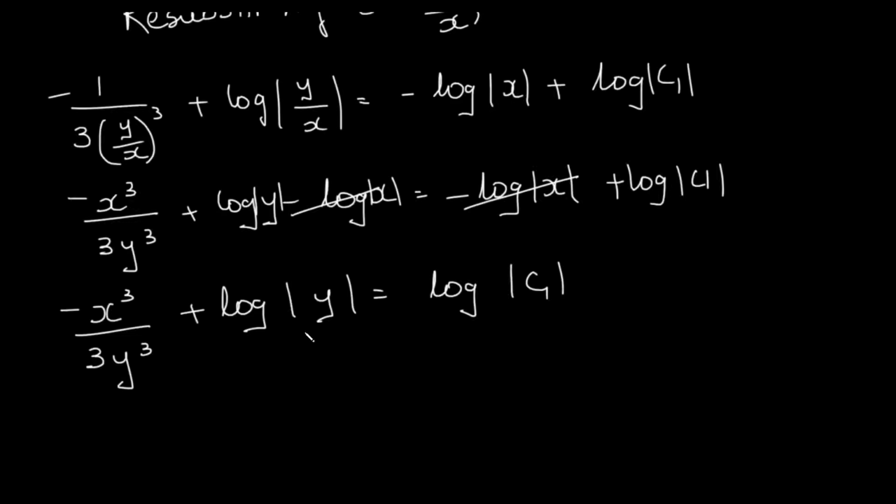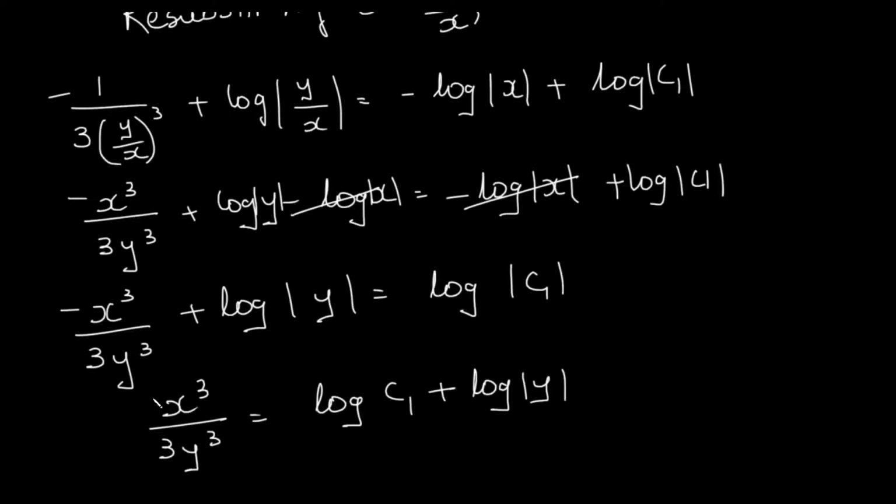Now let us simplify it further by changing the signs throughout, so that we can write this as this negative sign. We can just make all this term as negative and send it to the other side. So we can write it as x cube upon 3y cube is equal to log c1 minus log y, that is plus log y. Okay, I hope you realize what has been done.